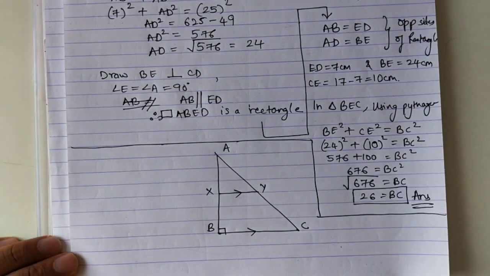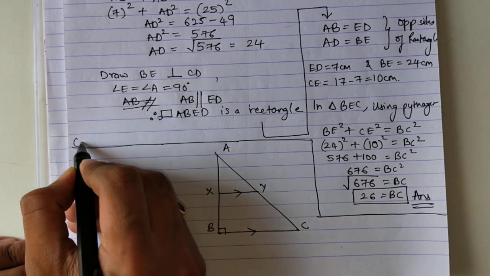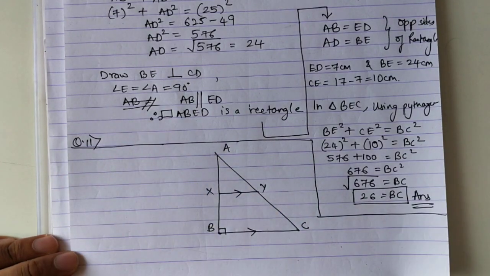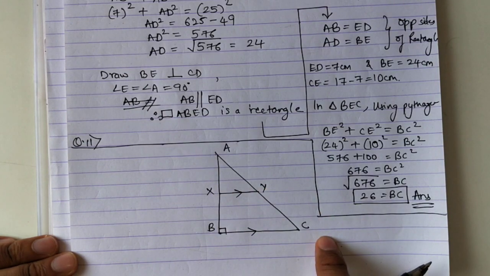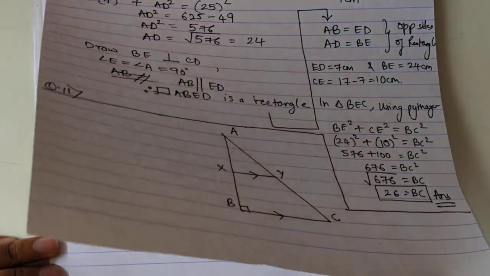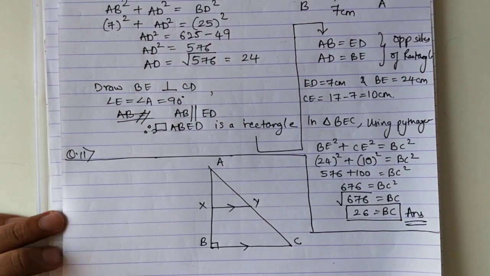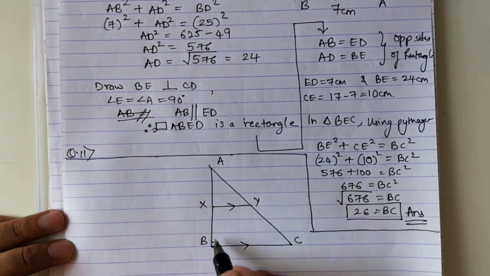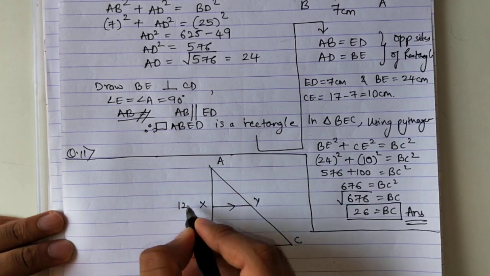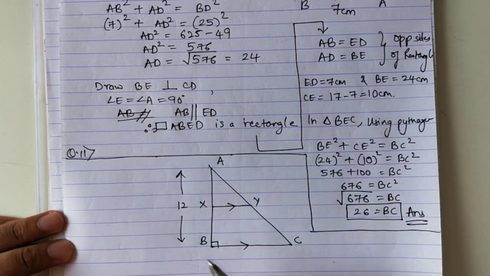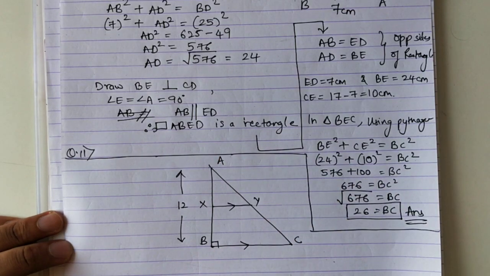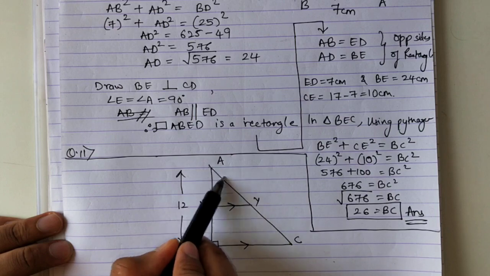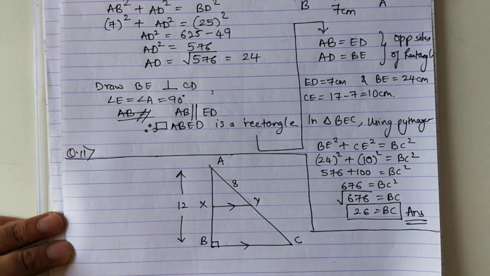Now, in question number 11, in the figure, angle B is given as 90 degrees, and XY is parallel to BC. Let's see whether it is useful or not. AB is 12 centimeters. This full AB is 12 centimeters. AY is 8 centimeters.